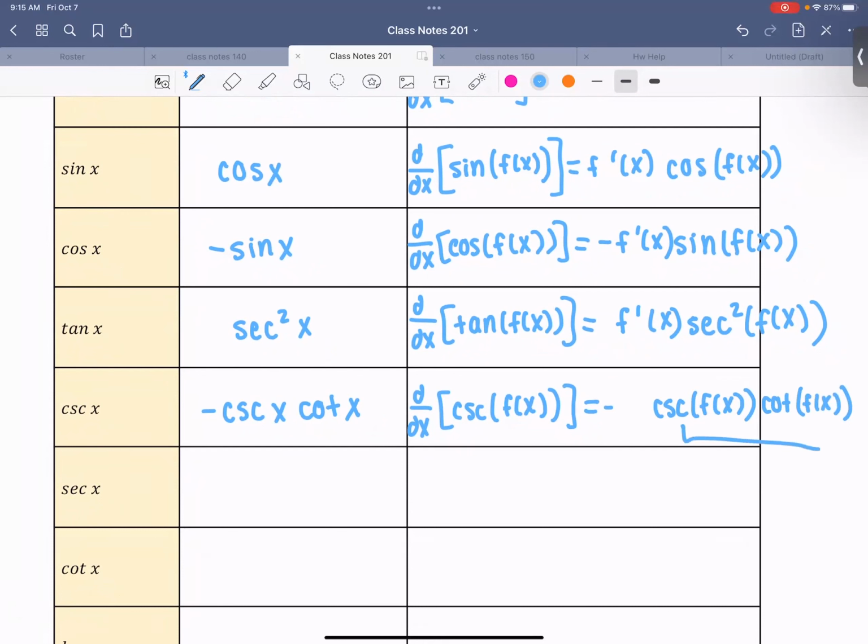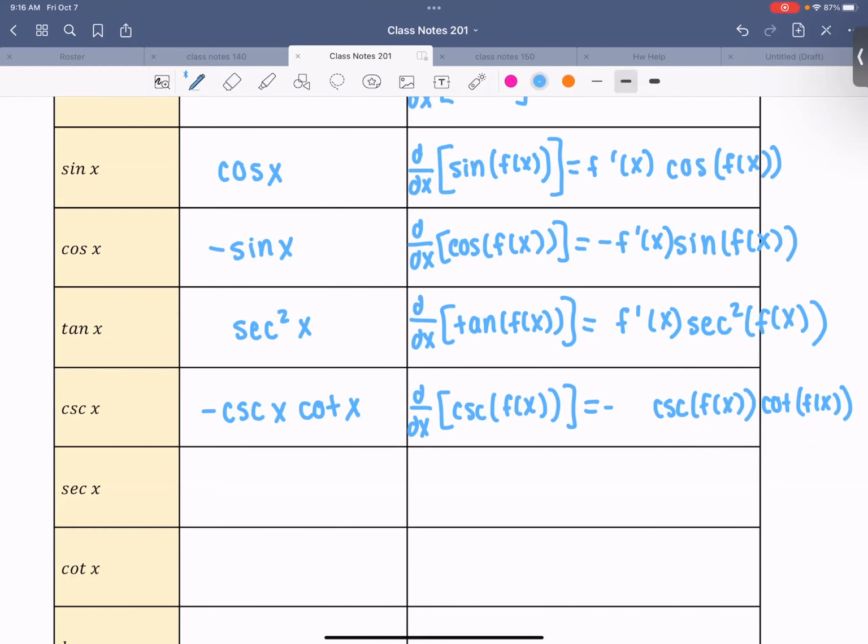So the derivative of the outside, and I did put the negative there up front, is just the derivative of the outside function, but we leave the inside alone. So we're not touching that inside function. That's why we just have f of x in the middle and not f prime. We're not dealing with the derivative of f yet.